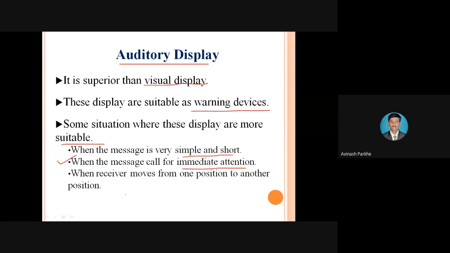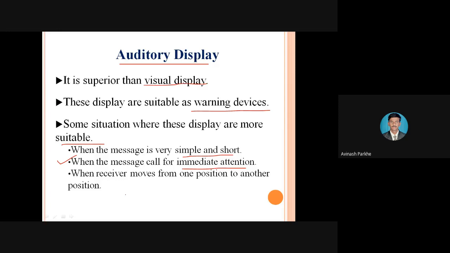Therefore, as compared to visual displays, this auditory display is very superior, but it has some limitations. If I have to give only a short message, a simple message, if I have to gather all the operators, all the students at one location, or if I have to find the position of a particular person, at that time only these auditory displays are very useful. But here you will not get the output in the form of quantity. You will not get the output in the form of quantity, only for some warning conditions. If I have to complete the task within a fraction of minutes or within a fraction of seconds, in such conditions only this auditory display plays a very, very important role.